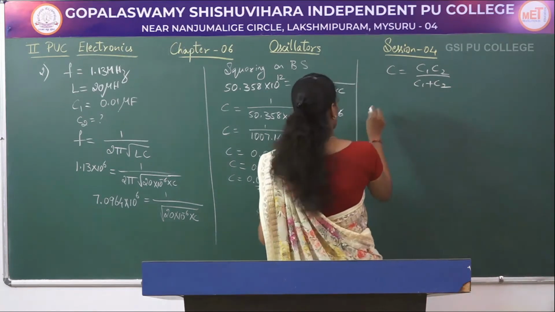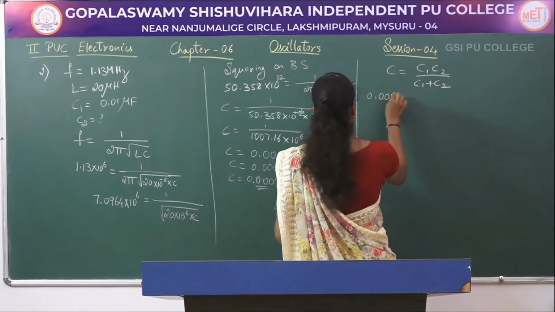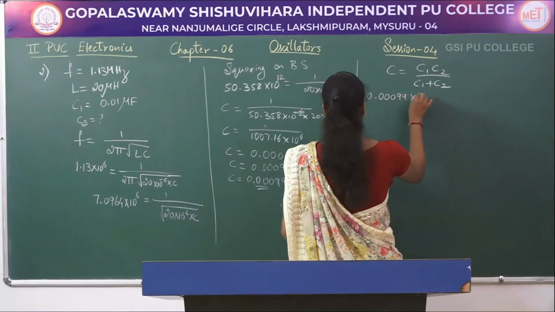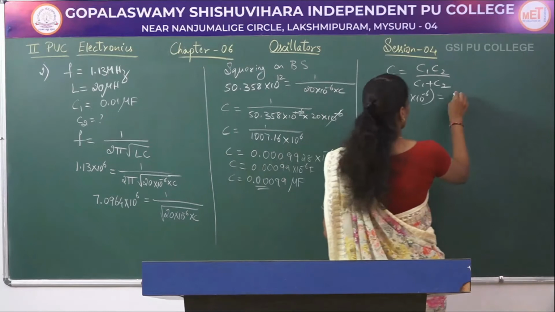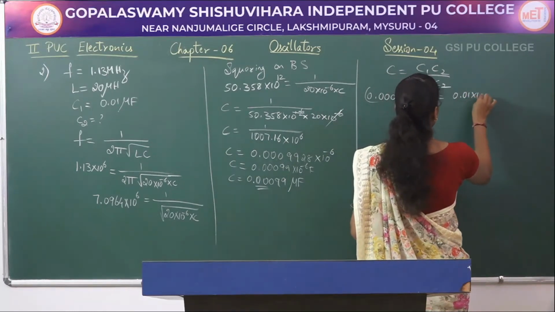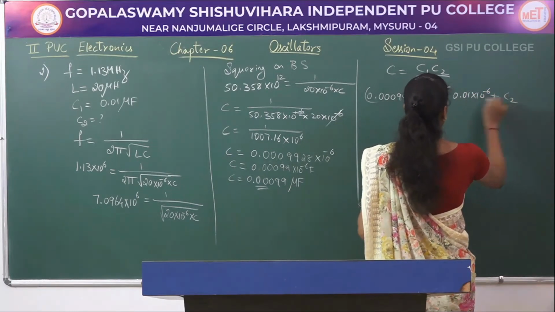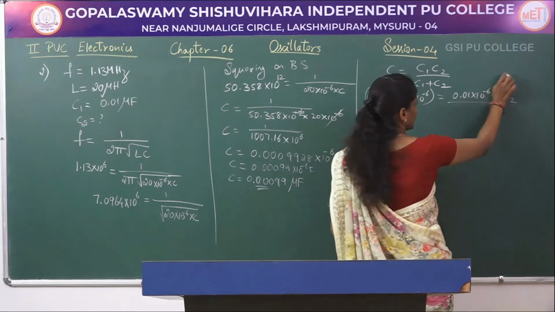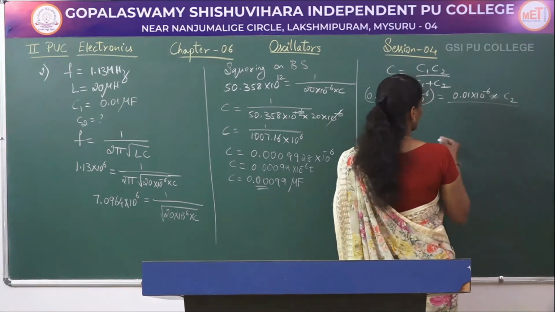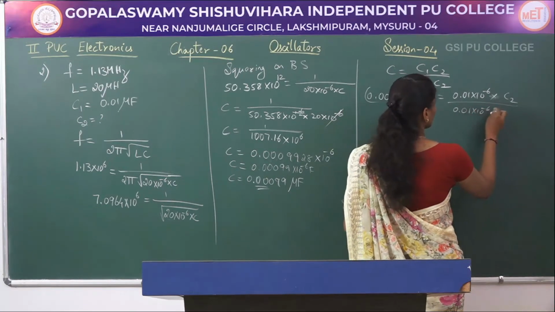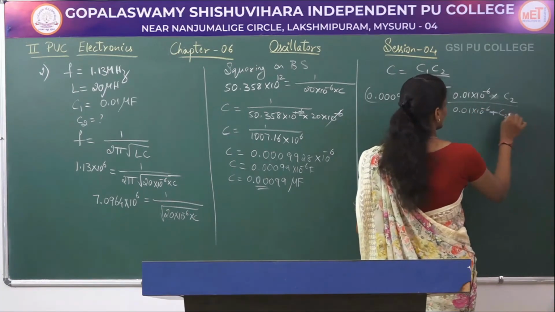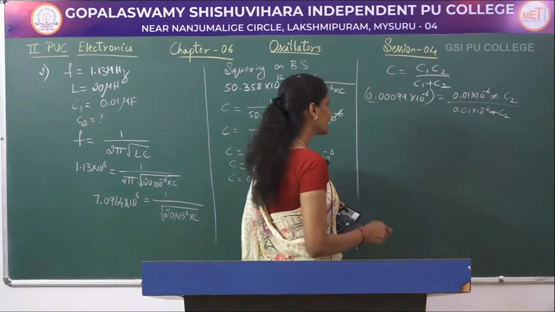C value is 0.00099 into 10 to the power of minus 6 is equal to C1 value is 0.01 into 10 to the power of minus 6 plus C2, into C2, divided by 0.01 into 10 to the power of minus 6 plus C2. Now let us cross multiply this.